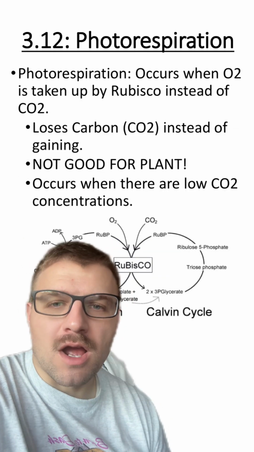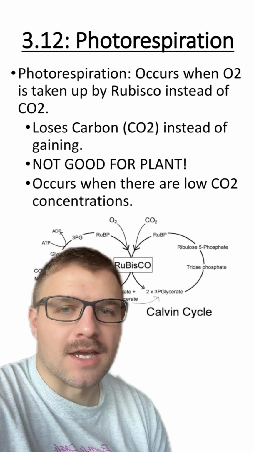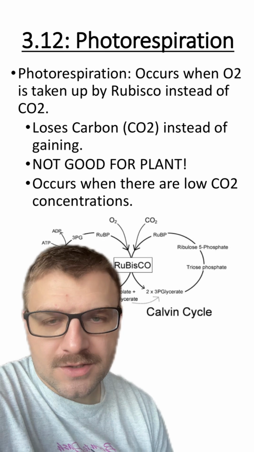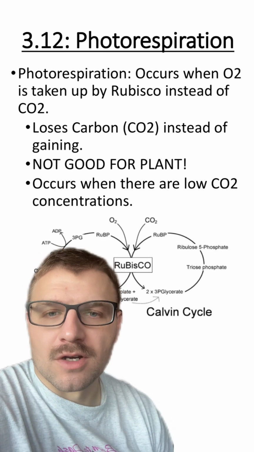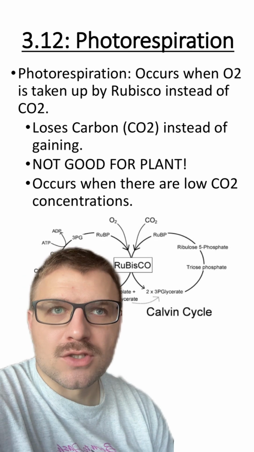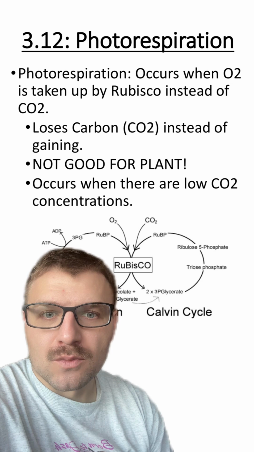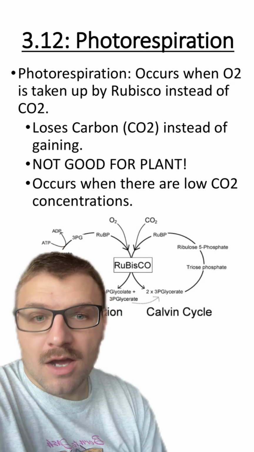So this causes the problem of photorespiration, where instead of rubisco taking up CO2, it's going to take up oxygen. And this is not good for a plant. Instead of taking up carbon dioxide and fixing it into molecules that will eventually become glucose, these molecules will now start actually breaking off CO2.